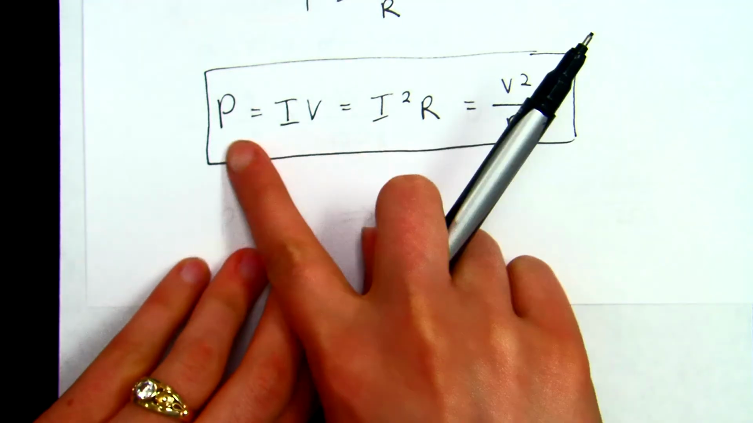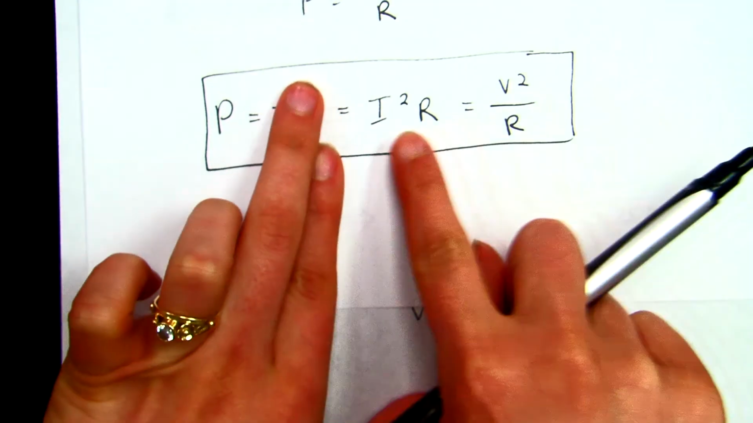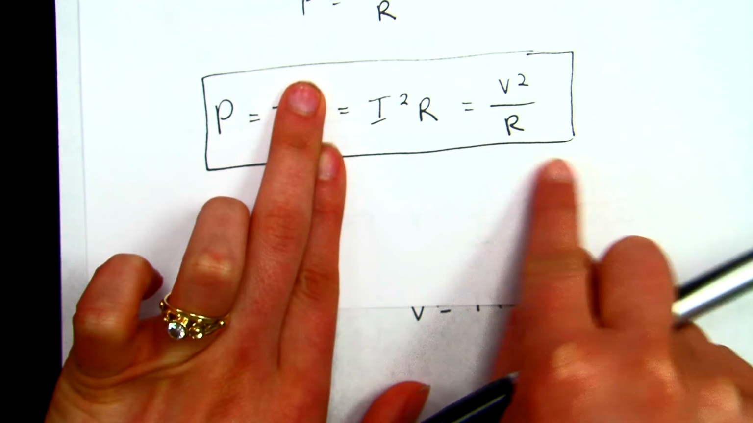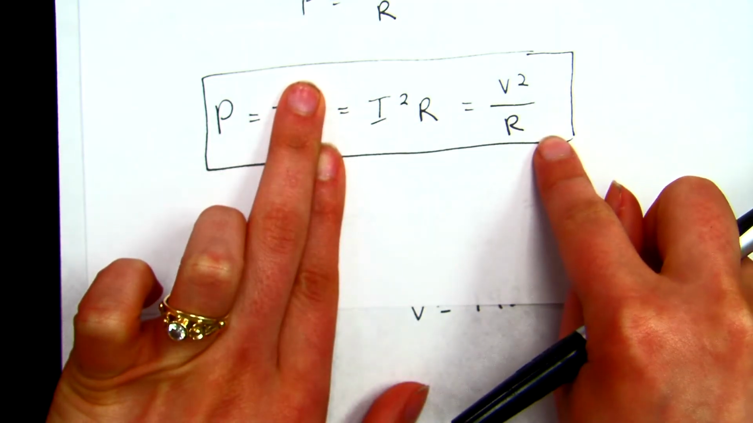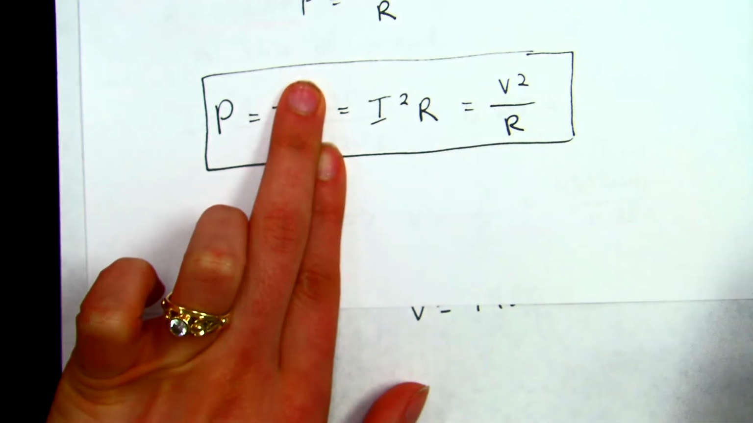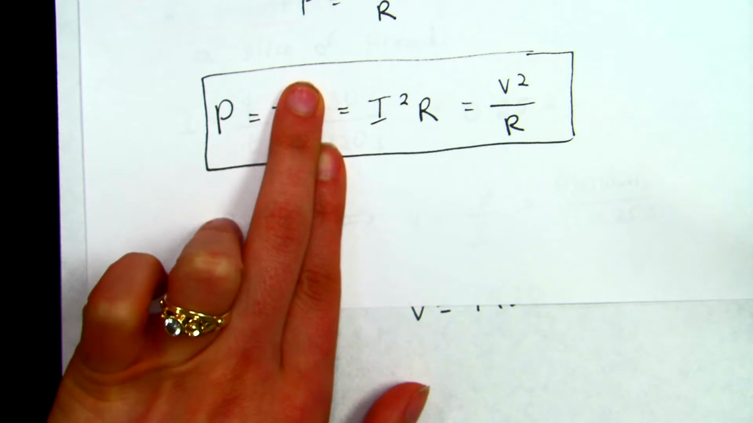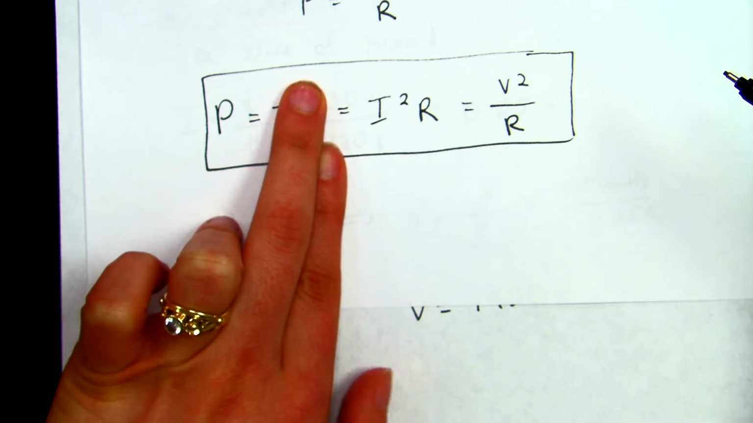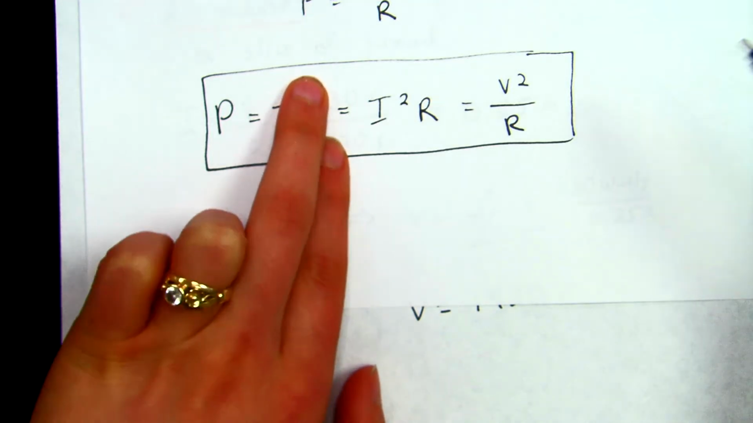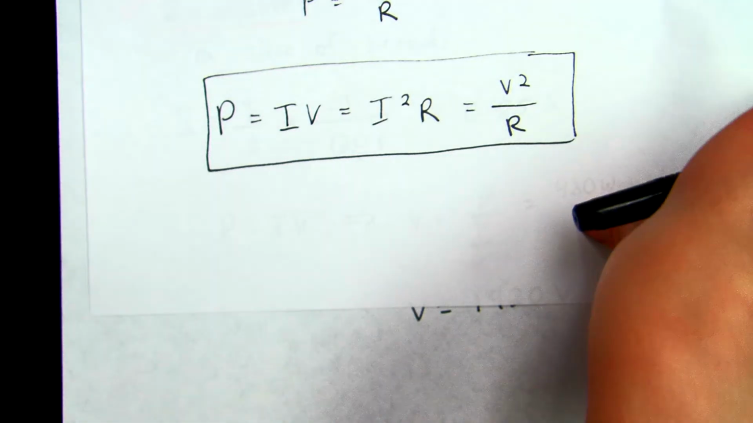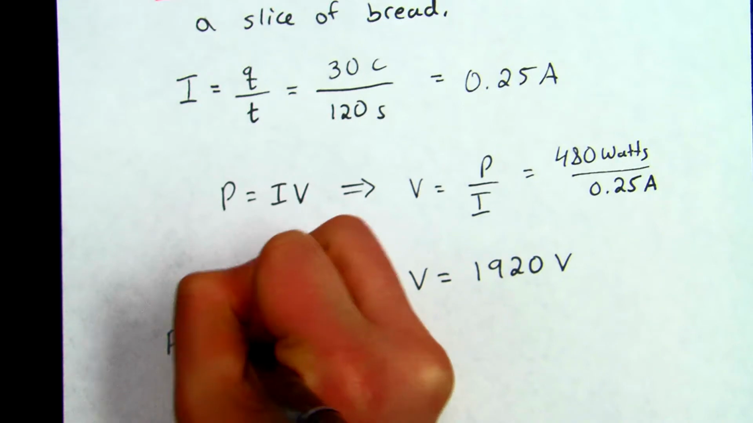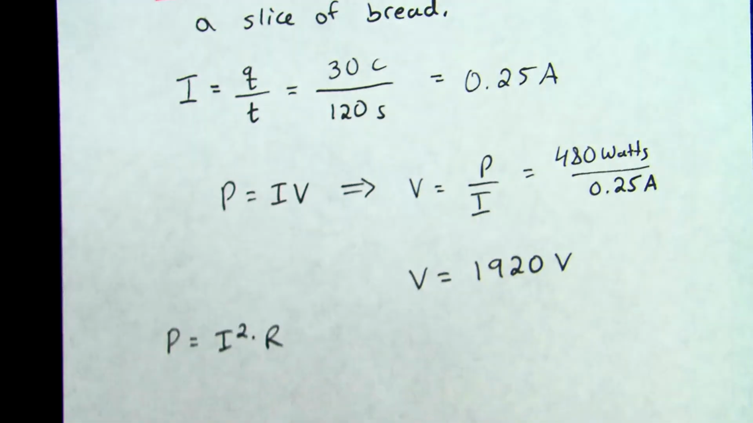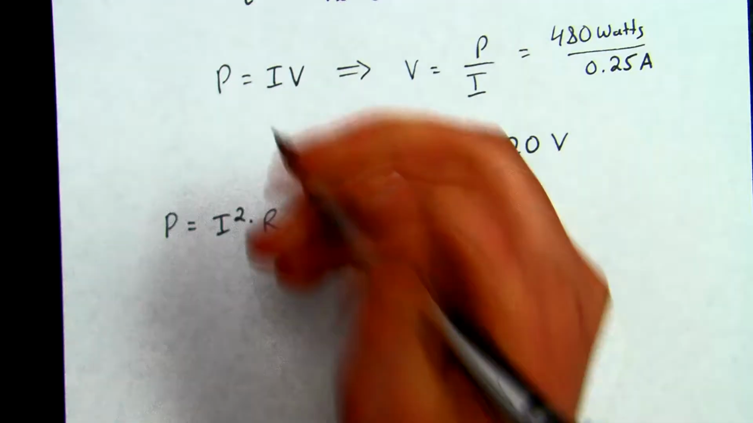We could also find our resistor. We could use P equals I squared times R, or P equals V squared over R. And it doesn't matter which one of these you use, because these are all equivalent equations. If you're looking for your resistor, you can take your pick as to which one you find easier. I'm going to use P is equal to I squared times R. I think that one's slightly easier for me, so that's what I'm going to use.